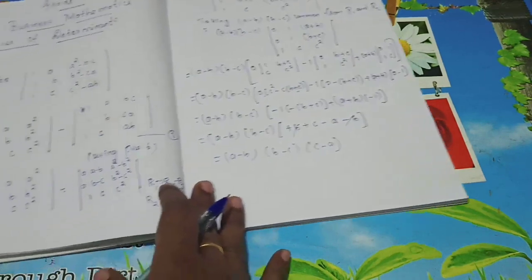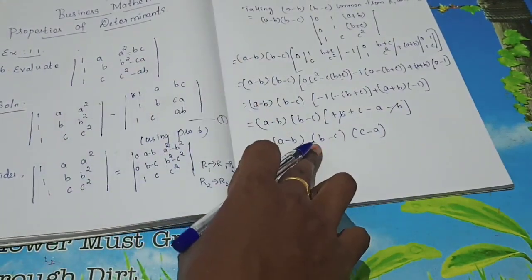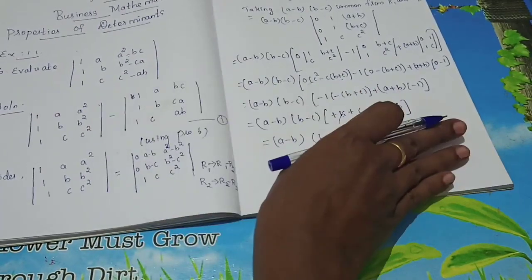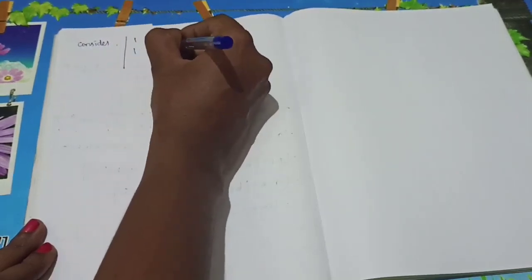Okay. Next, now we have considered this determinant and we have found out the value. Next determinant is there. So we are going to consider this determinant. Okay. So what's the next determinant? And we are going to consider the next determinant, that is 1, A, BC; 1, B, CA; then 1, C, AB. Okay. We are going to evaluate this one.